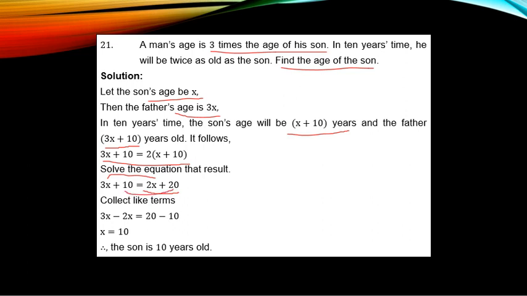So you have 3s minus 2s equal to 20 minus 10. By the time you subtract, you have s equal to 10. Therefore, the son is 10 years old.